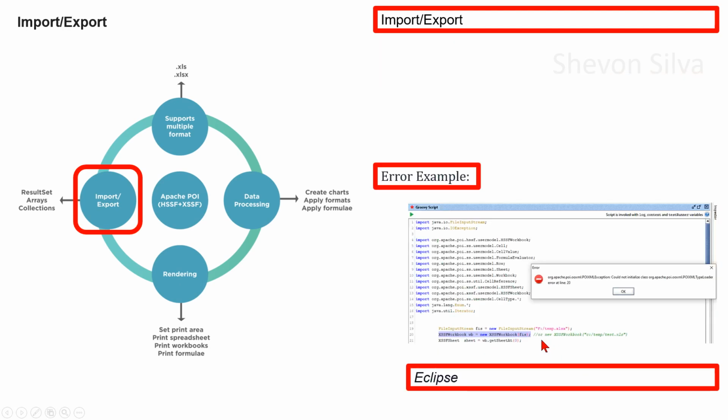As an error example, we can consider this error occurred in Eclipse. Error: org.apache.poi.ooxml.POIXMLException: could not initialize class org.apache.poi.ooxml.POIXMLTypeLoader, error at line 20.